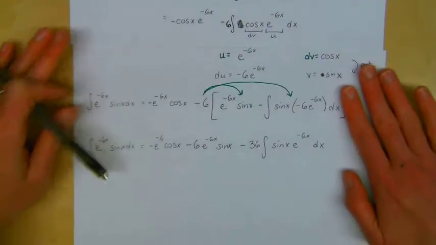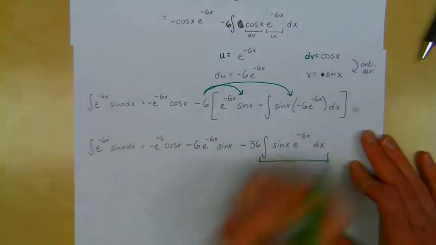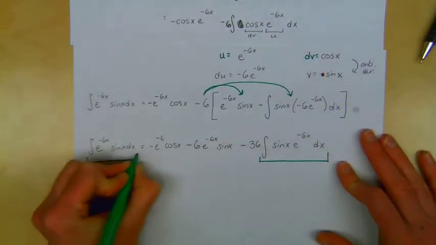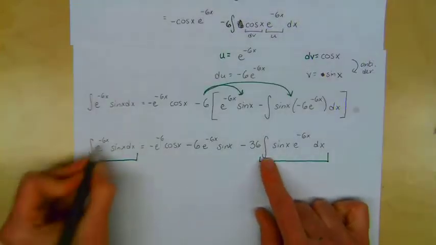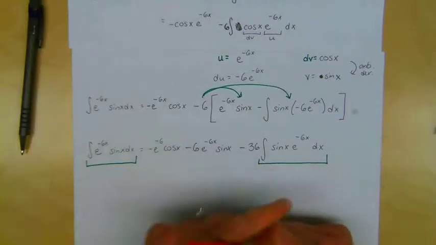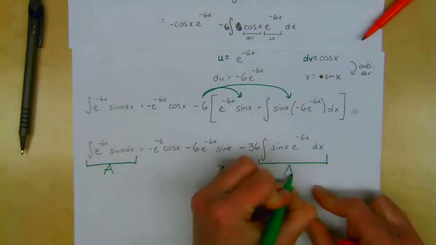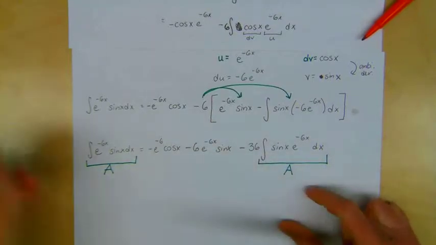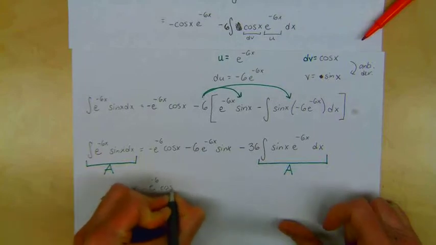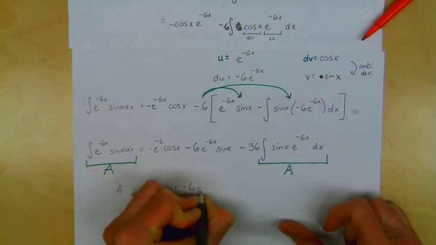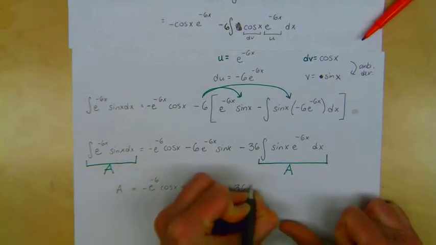Why is this interesting? This is interesting because this value right here, this integral, is the one that we're trying to solve for. I could rewrite this sort of in colloquial language. I could think of this as one big variable, like a big variable a. And this statement is saying that a is equal to negative e to the negative 6x cosine x minus 6 e to the negative 6x sine x minus 36a.